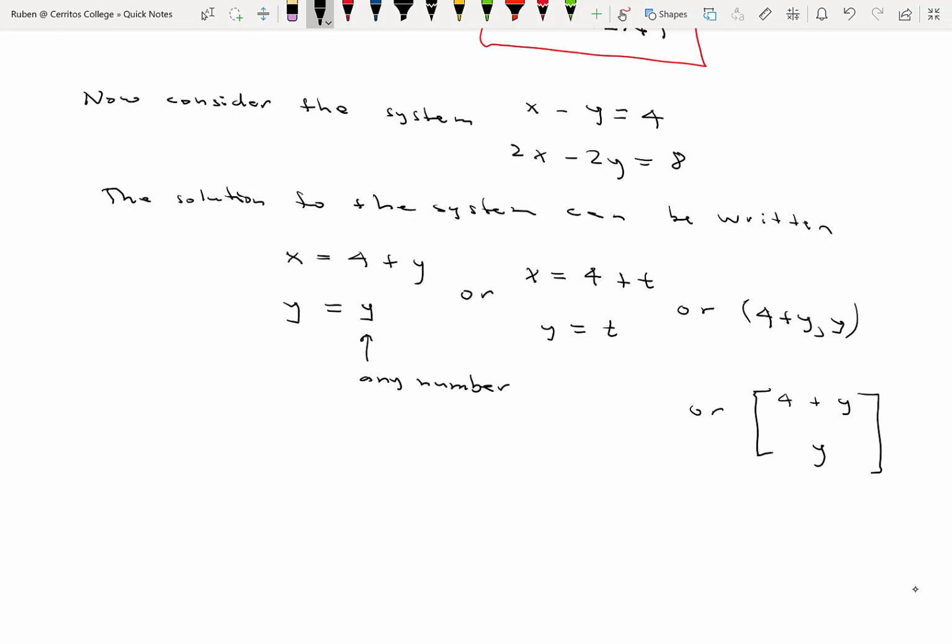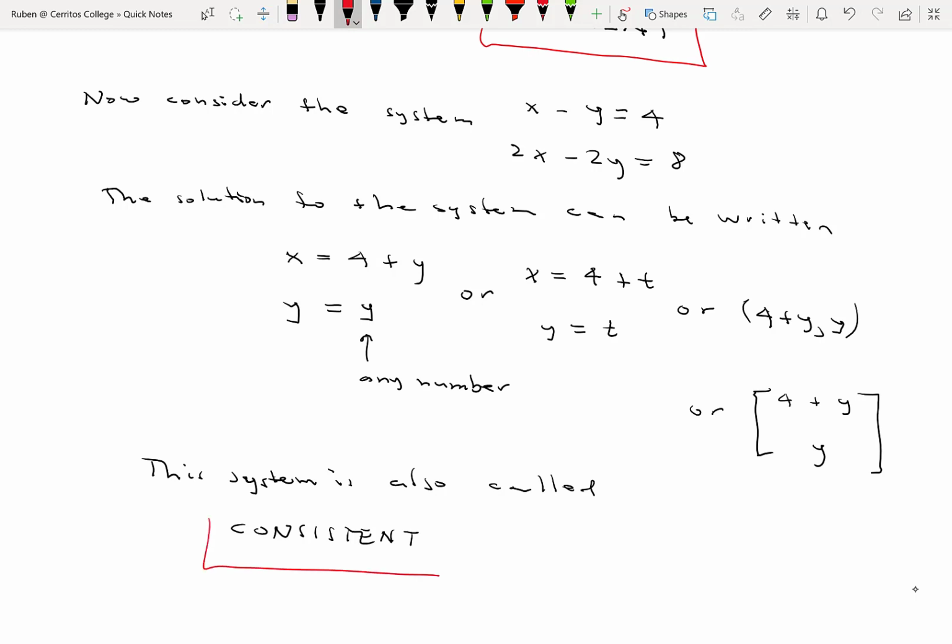Okay, by the way, back to terminology. So this system also has a solution. It happens to have an infinite number of them. Okay, this system is also called consistent. So if a system has at least one solution, then it's called consistent. Okay, so consistent systems have at least one solution.